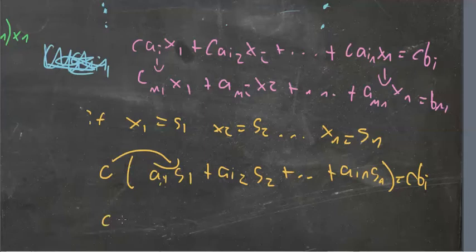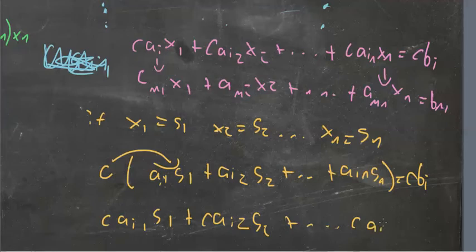And then you get the same thing if you distribute them all through. You'll get c a_i1 s1 plus c a_i2 s2 plus the arbitrary value c a_in sn, and this is c b_i for that value. So the ith equation is satisfied in all these cases.